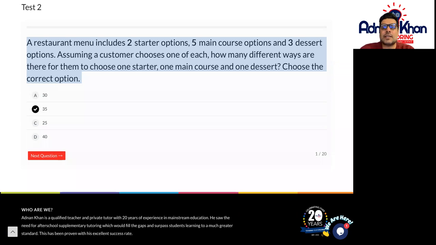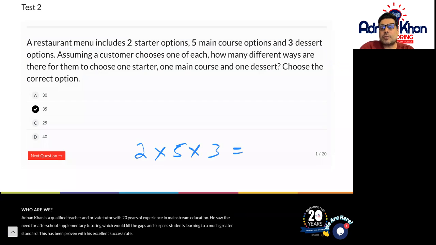So this one's pretty easy, even though it looks pretty complicated. You can do the manual working out, which is going to take a long time, but I would recommend that you just multiply these numbers together. So 2 times 5 times 3. So 2 times 5 is 10, 10 times 3 is 30.